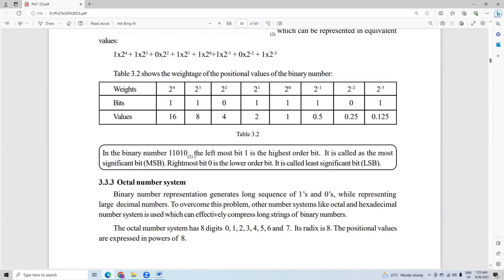11010 base 2, right? The leftmost bit, 1, is the highest order bit. We call this MSB, most significant bit. This may come in an MCQ question. The rightmost bit is 0, it is the lowest order bit, so it is called the least significant bit, LSB.